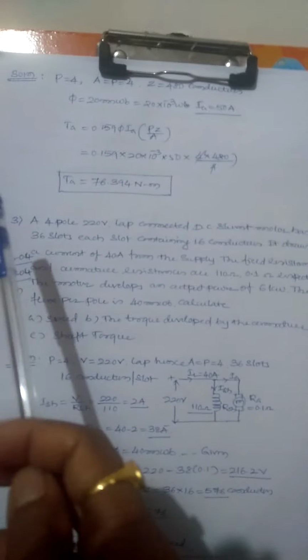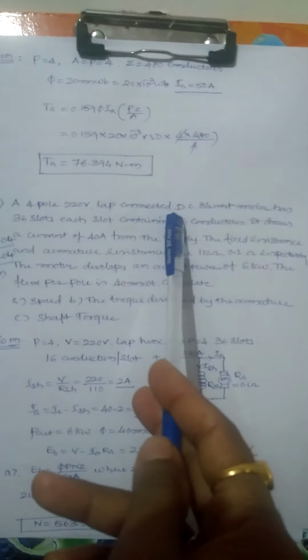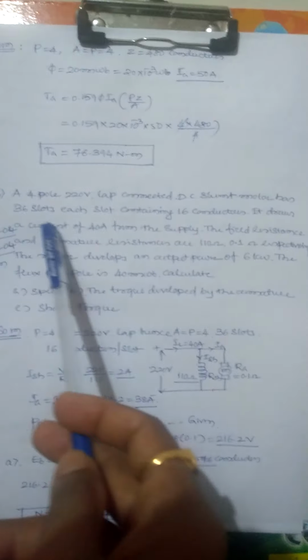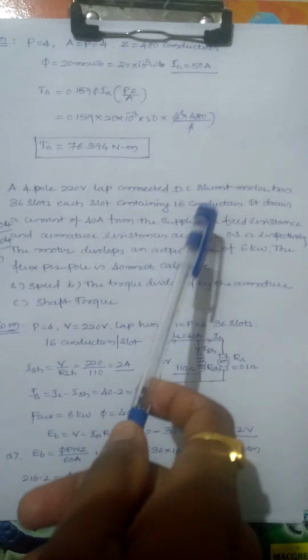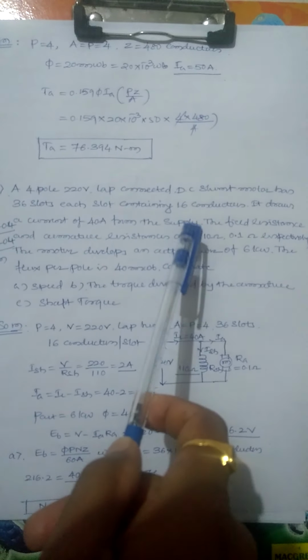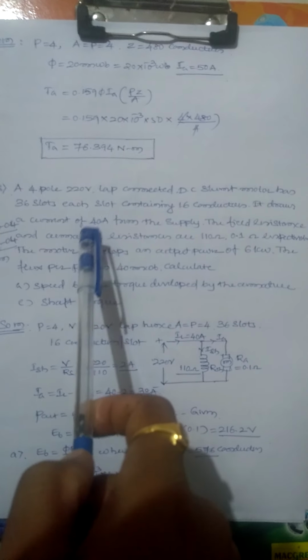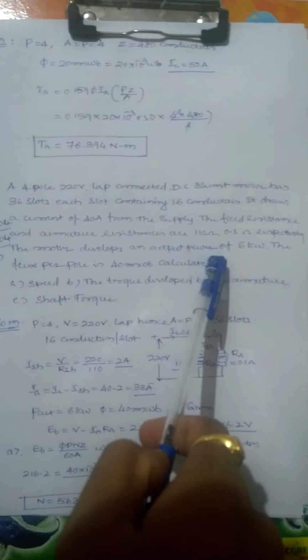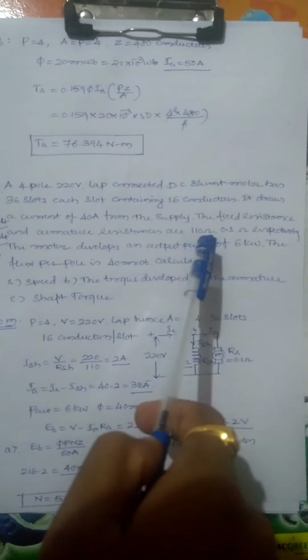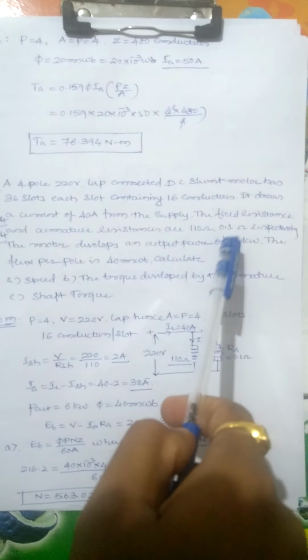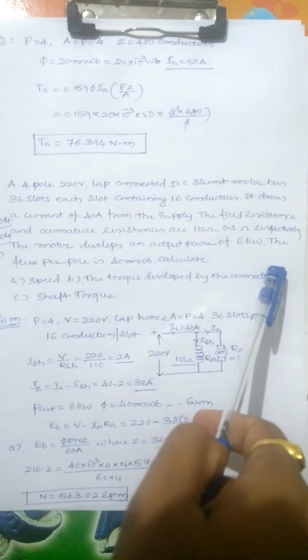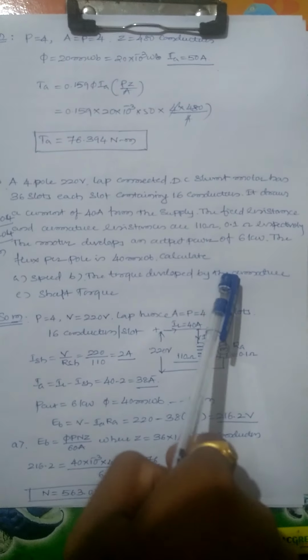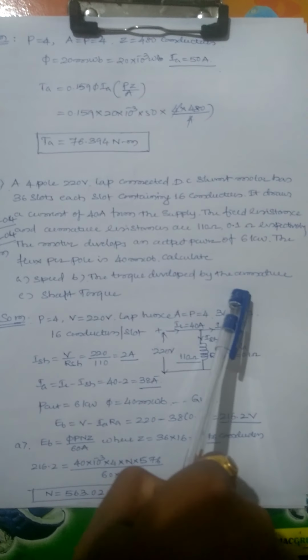Okay, next problem number 3. The 4-pole 220 volt lap connected DC shunt motor has 36 slots. Each slot contains 16 conductors. That is 36 into 16, because each slot's conductors is 16, you get the total Z. The current is 40 amps from the supply. The field resistance and armature resistance are 110 and 0.1 respectively. The motor develops an output power of 6 kilowatt. The flux per pole is 40 milliweber. Calculate speed, torque developed by the armature, and shaft torque.